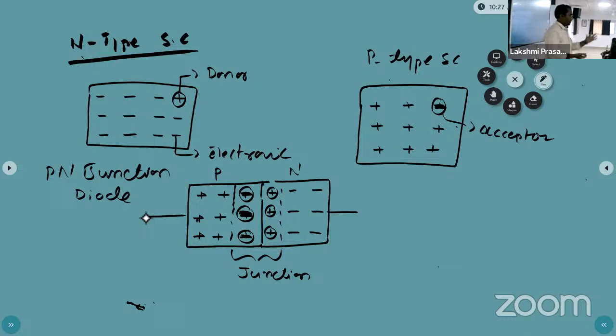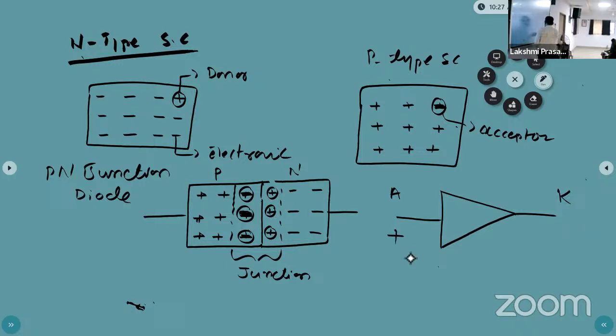Now, this PN junction diode. If you want to know the symbol of this diode, the diode symbol is one arrow with two terminals. What's the direction of this? This direction shows the flow of current. So this is the anode, and this one is the cathode. The anode is the positive and the cathode is the negative terminal.